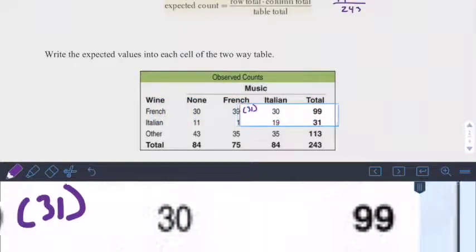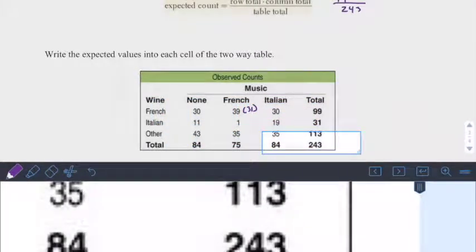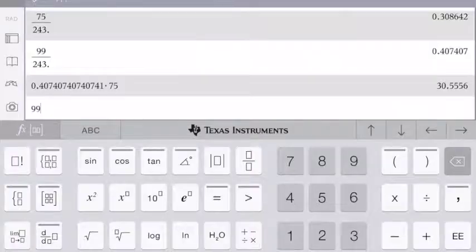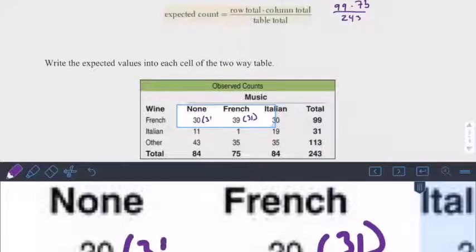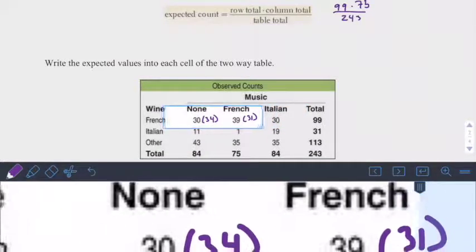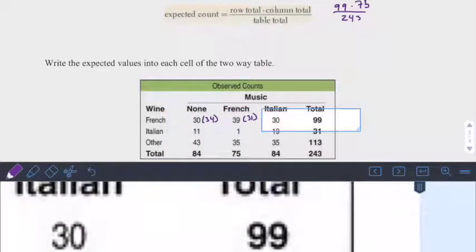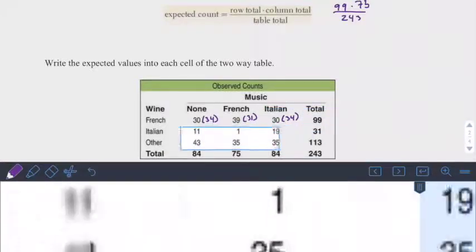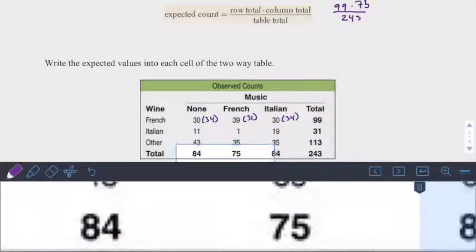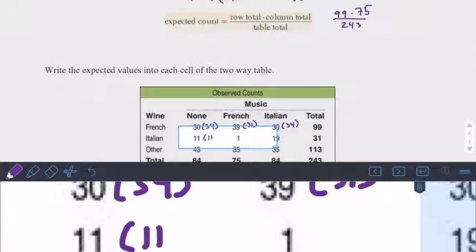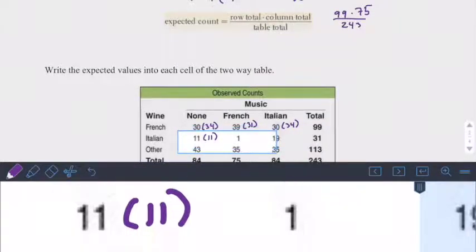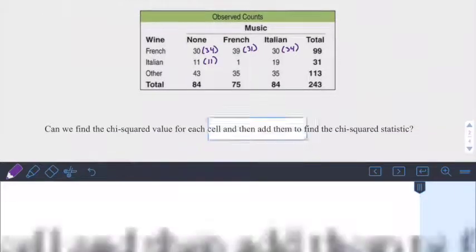We can say 99 times 84 divided by 243. 34. And this parenthesis notation is a widely accepted notation, so you can use it. And then this will be the same, 34. We would say 31 times 84 out of 243. So that one's very close. And we could keep going on.